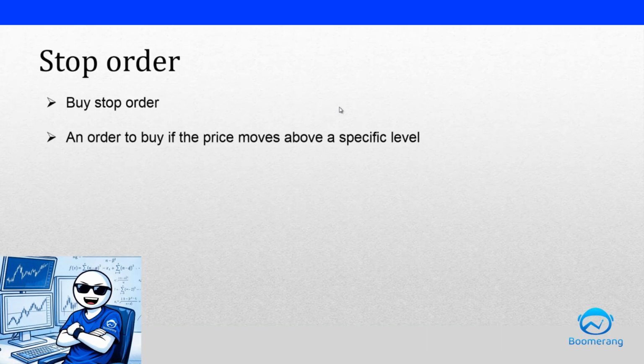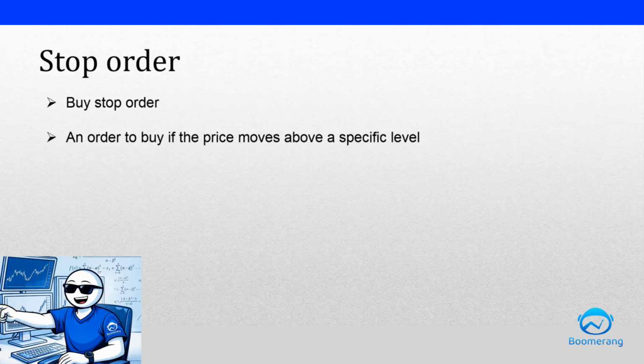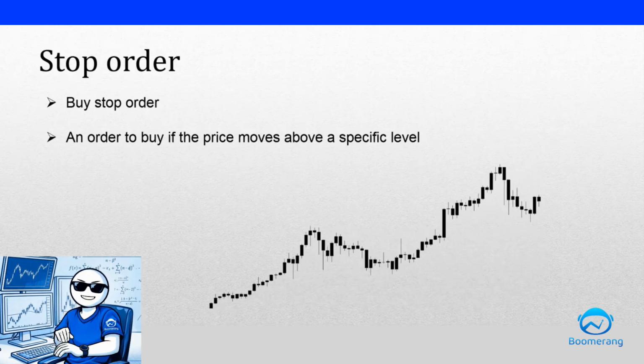So this, in essence, is an order to buy only if the market moves above a specific price level. So you might be thinking, what does that mean? Again, I can give you an example. Let's say the market is trending higher. It goes up, pulls back, goes up, pulls back, and it's starting to go up.